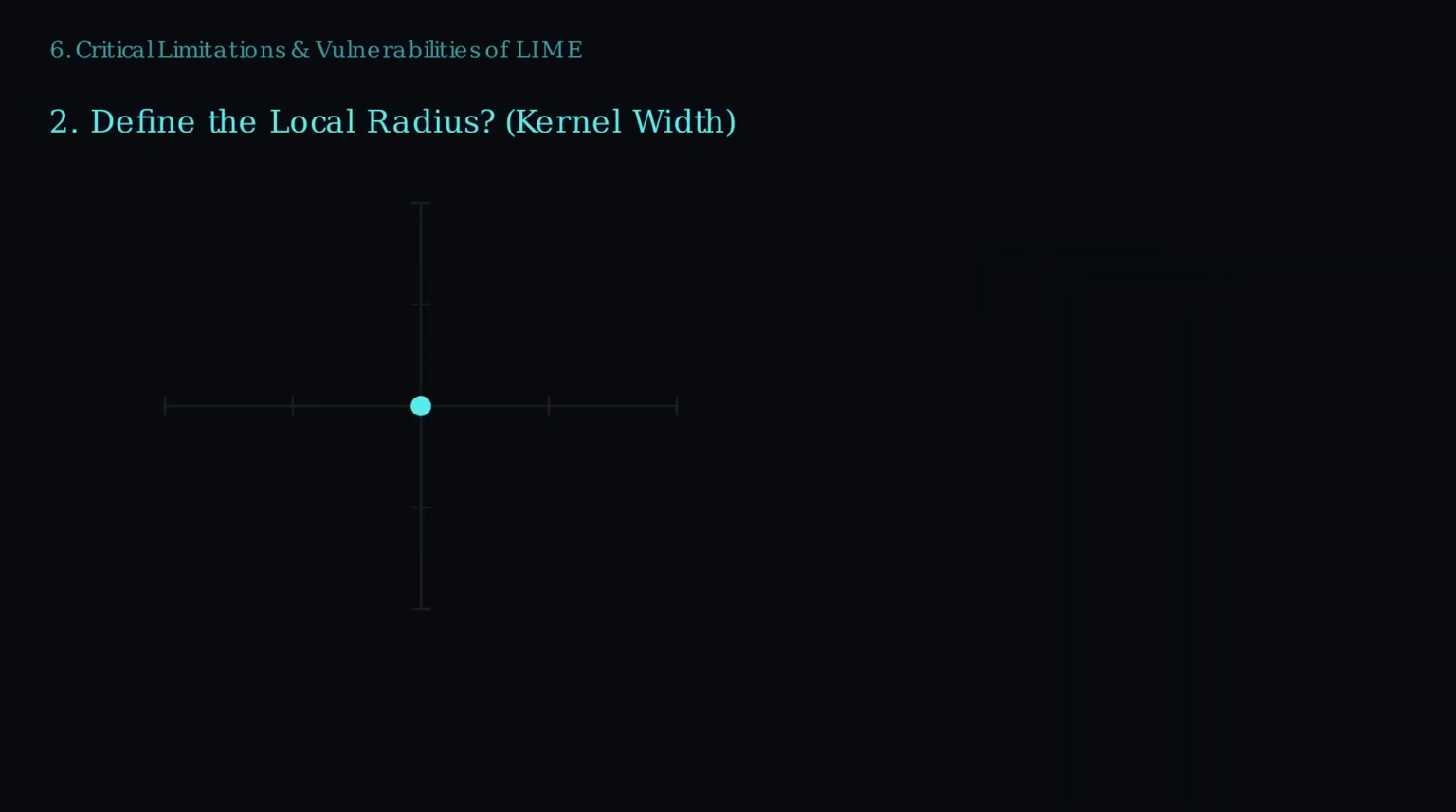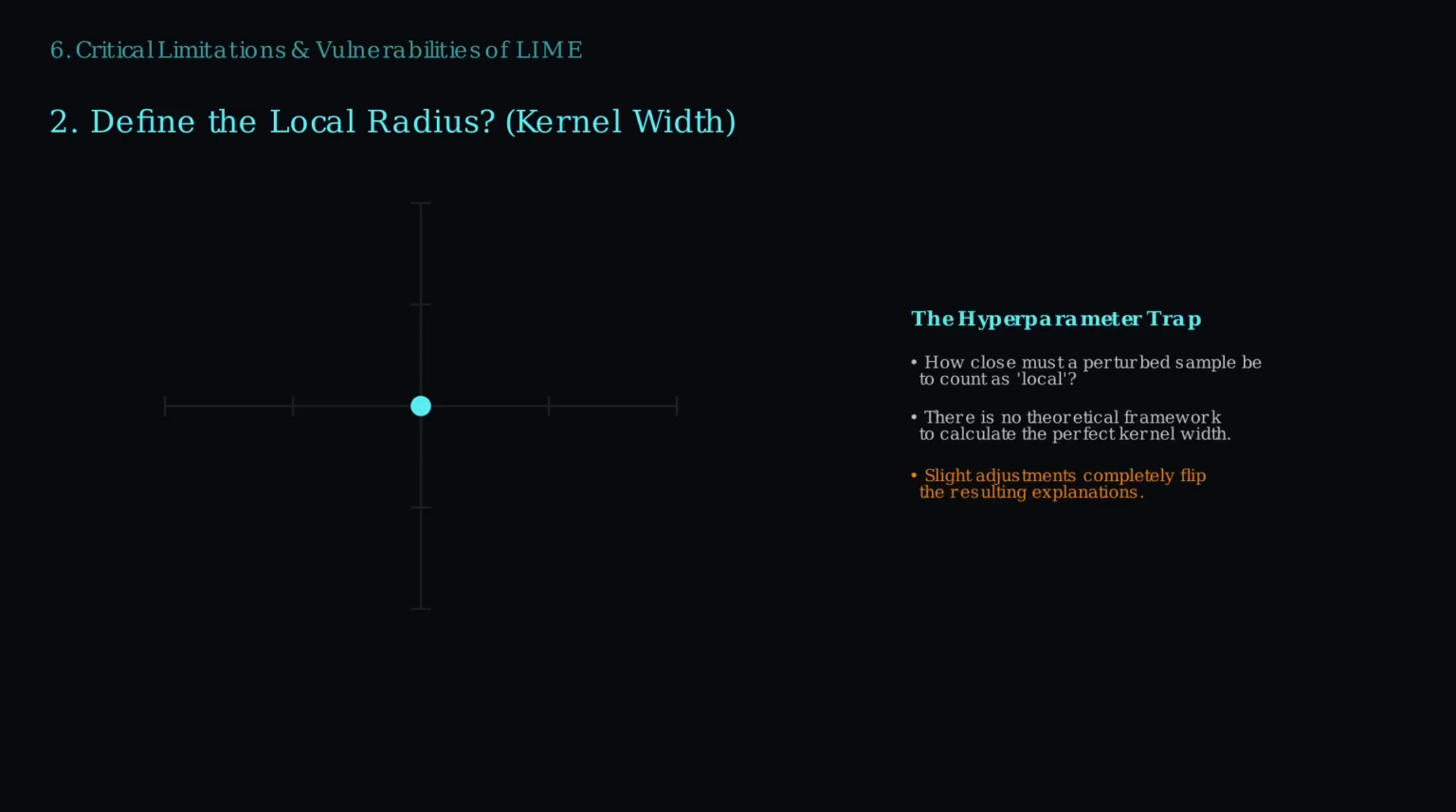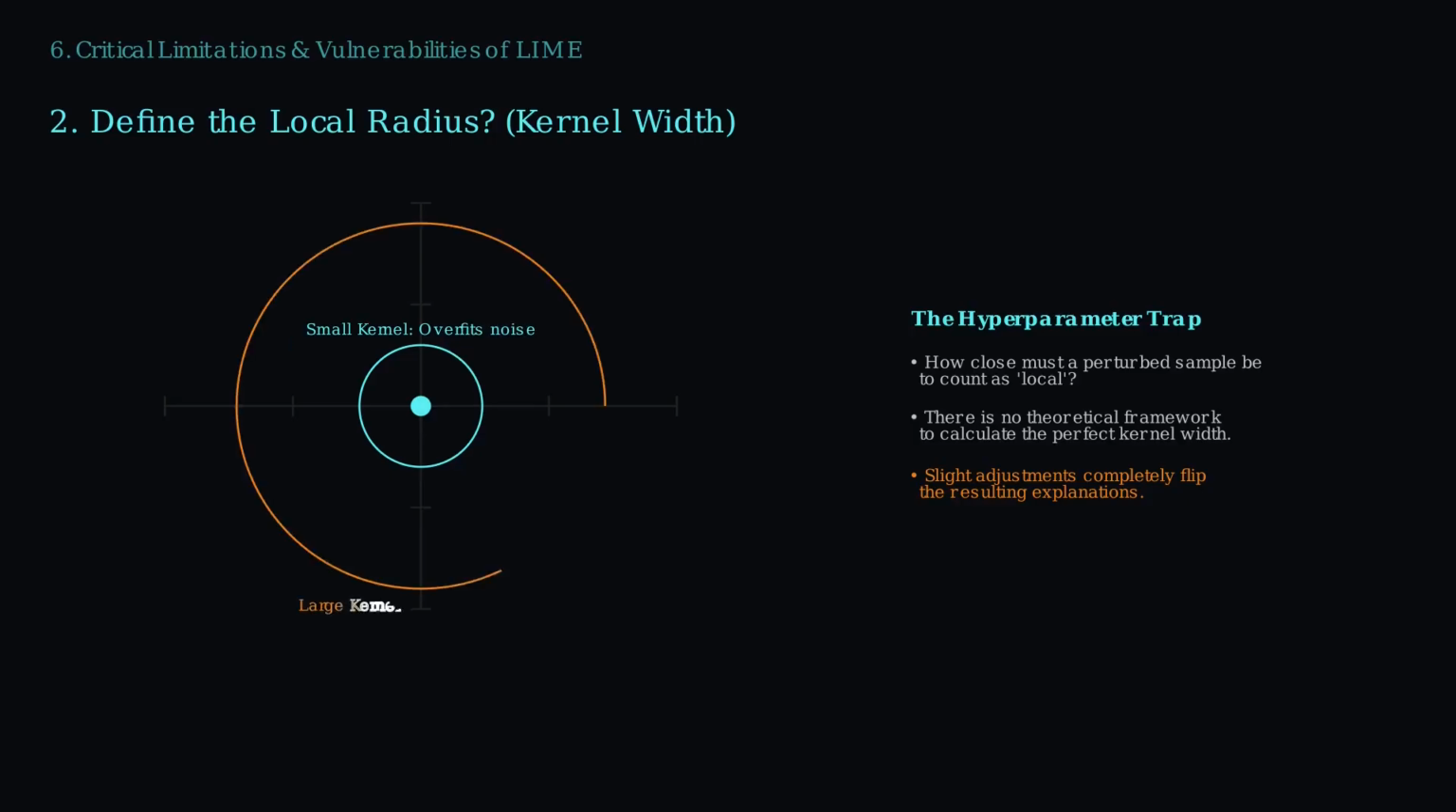The second major drawback is the kernel width dilemma. LIME requires you to define a proximity kernel parameter that controls the size of the local neighborhood. If your kernel radius is too small, your surrogate model overfits to unrepresentative local noise. If it is too large, the linear model attempts to optimize over nonlinear spaces, completely violating the core premise of a local approximation.